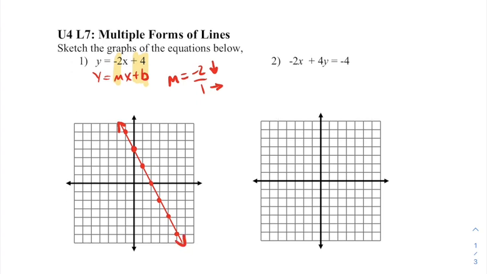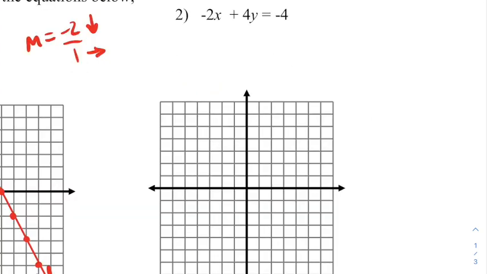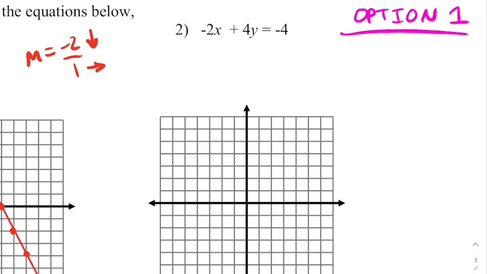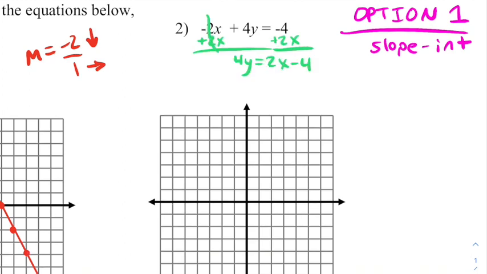For number 2, I'm going to show you two different ways to do this problem. Option 1 is doing slope-intercept, but this equation's written in ax plus by equals c standard form. So to use option 1, what you need to do is manipulate the equation into slope-intercept form. I can do that by adding 2x and dividing by 4. And now I'm going to get y equals 1/2 x minus 1.